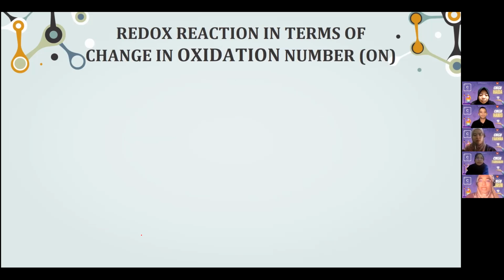Okay, and then lastly is redox reaction in terms of change in oxidation number. Basically, the oxidation number is the number or the charge of the atom in the chemical, the compound. For this one we have carbon and also oxygen. Carbon and oxygen react, forming carbon dioxide.